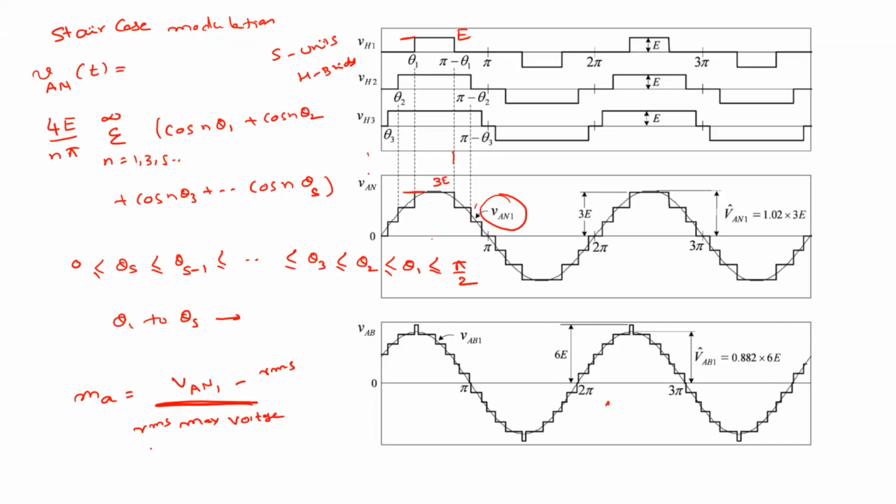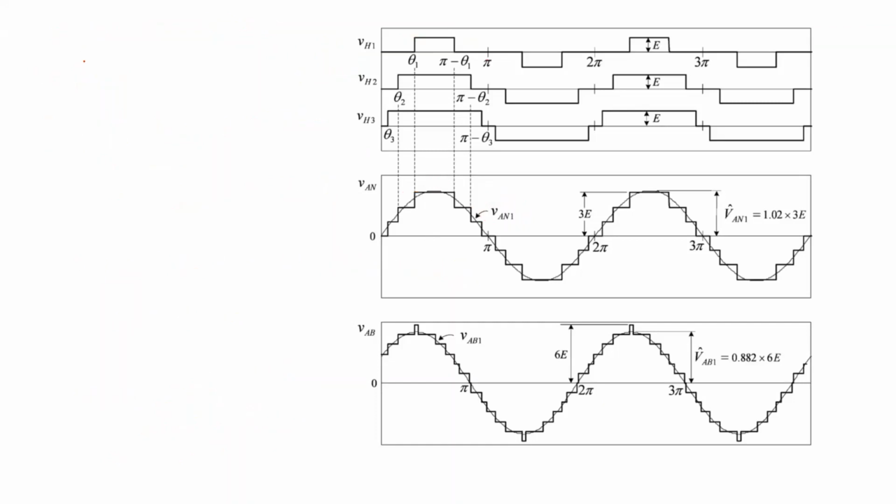So what is the maximum voltage here in this particular case? If you have S units, its maximum voltage is S into E. So it is VAN. Now we'll find out the maximum voltage. If your S units are there, this S into E is the maximum voltage. So, the maximum voltage, fundamental RMS value.